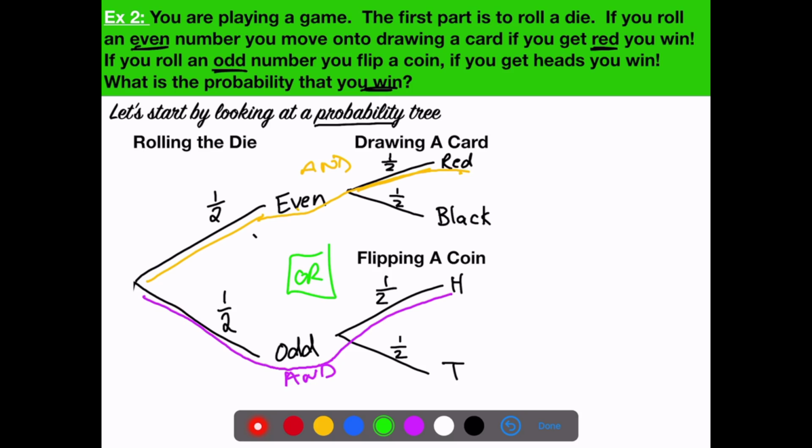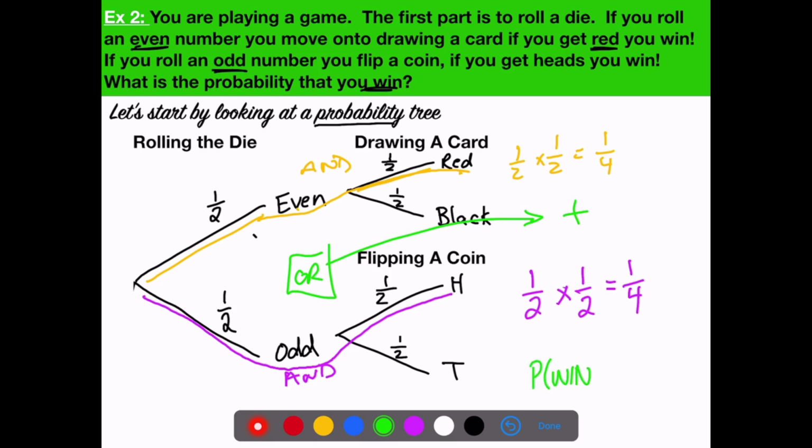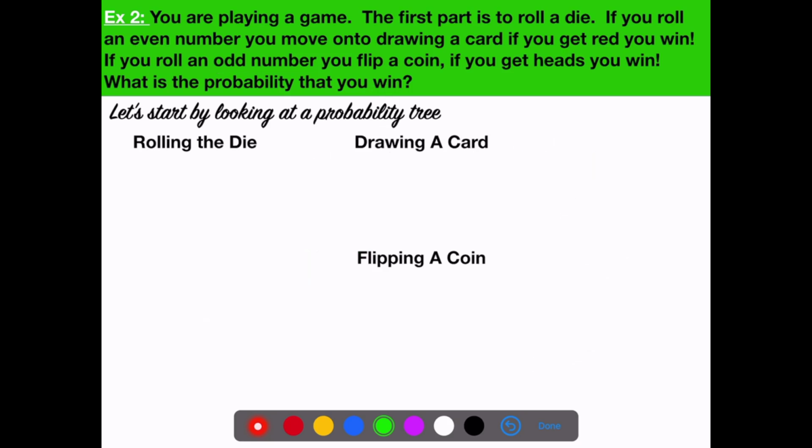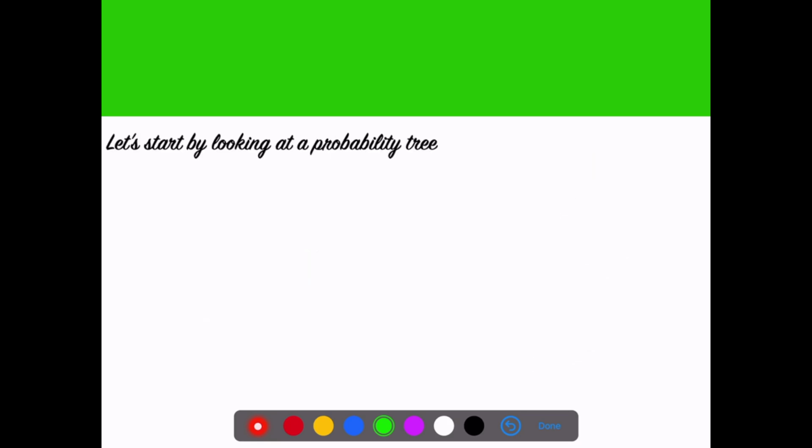Okay, so now we got lots of stuff going on. So let's find the probability of the yellow branch. The yellow branch is and, so it's 1/2 times 1/2, it's 1/4. Purple branch, again, super tough math. To get odd, 1/2. And to get heads, 1/2. Multiply those together, bada bing, bada boom, we get 1/4. Okay, now this or business, what does that mean? That means that we're going to add those two pieces together. So the overall probability that I win this super exciting game is going to be 1/4 plus 1/4, which is 1/2. So it's 50% probability that I win. Super exciting math game.